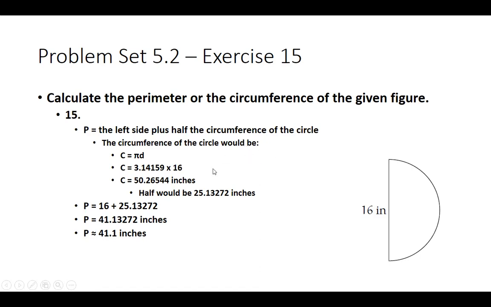Number 15, calculate the perimeter or the circumference of the given figure. This one is kind of mixed. We want the distance around this half circle. That would be this left side plus half of the circumference of the circle. So let's find the full circumference of the circle first. The circumference would be pi times the diameter. And this 16 inches is a diameter.